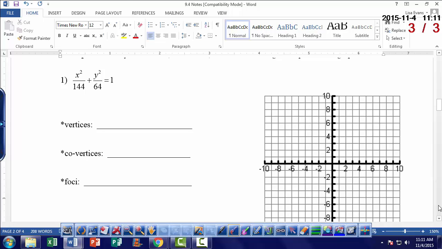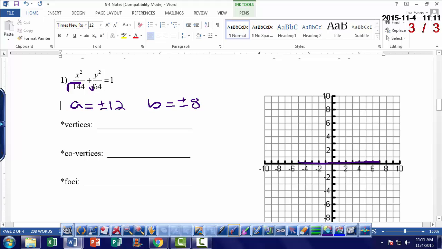Okay, when I look at this first equation, I see that the bigger number is under x. That means my ellipse is going to be horizontal. So I'm just going to highlight the x-axis so I know that. To get a and b, we're going to square root each of these numbers. So a is going to be plus or minus 12, and b is going to be plus or minus 8.